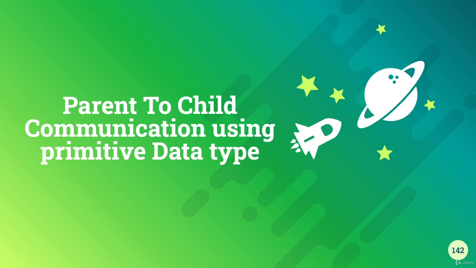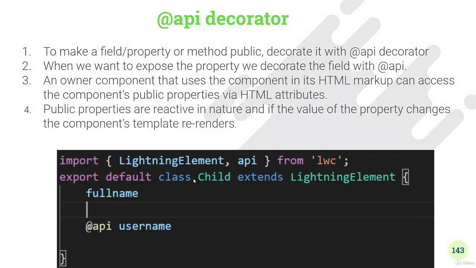In this video, we'll talk about parent-to-child communication using primitive data type. To understand how parent and child are communicating, first we need to understand the @API decorator, because this is the heart for the communication from parent to child.